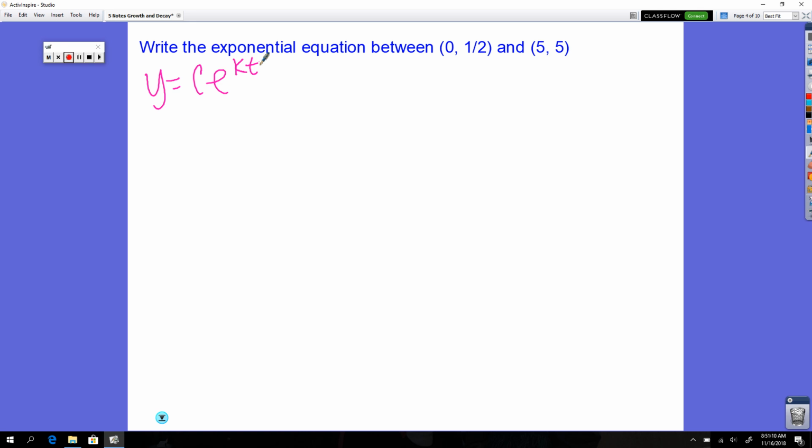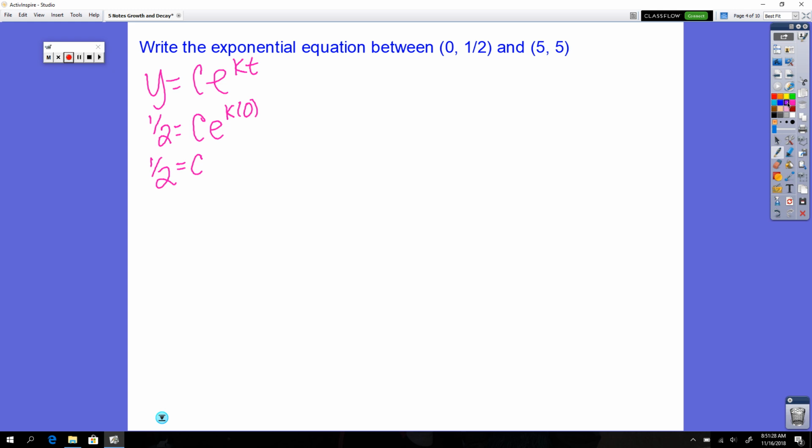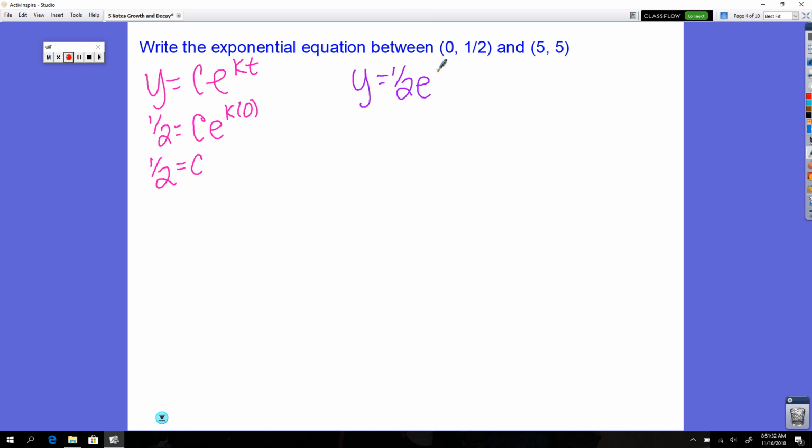So the first thing I'm going to do is plug in my (0, 1/2). So my 1/2 goes in for my y, and my 0 goes in for my t. But k times 0 is 0. e to the 0 is 1. So I know that C is 1/2. So I can rewrite my formula to be y equals 1/2 e^(kt). And now I've got to solve for k.